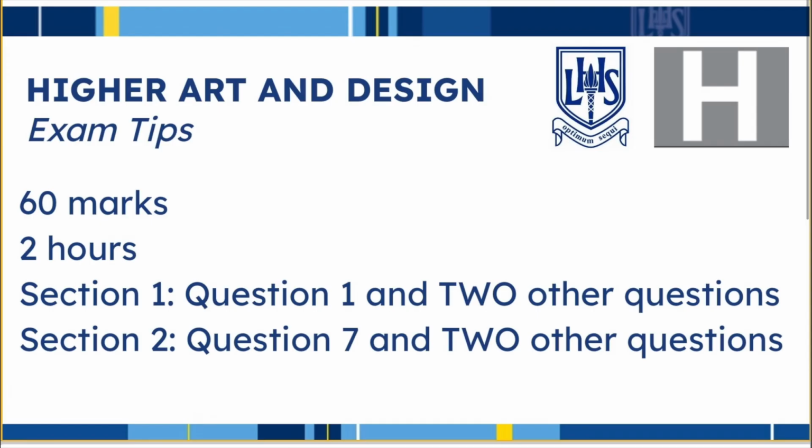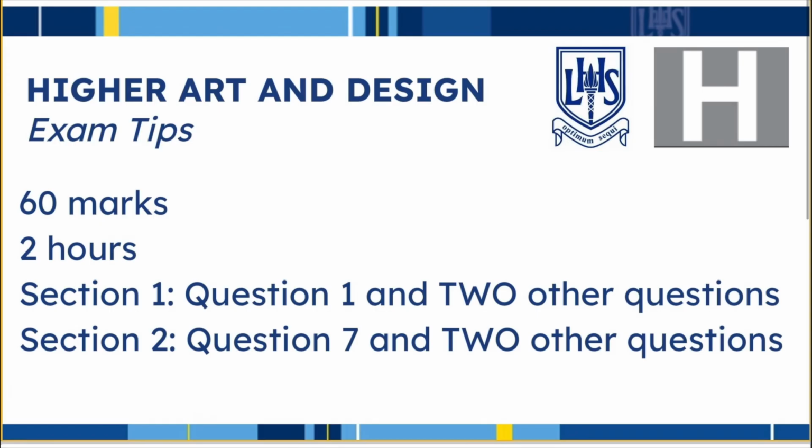So if you don't know already, the paper is out of 60 marks and you have a whole 2 hours to answer your exam questions. The paper is split up into 2 sections. Section 1, where you have to answer question 1 and 2 other questions. And then you've got section 2, where you have to answer question 7 and 2 other questions.